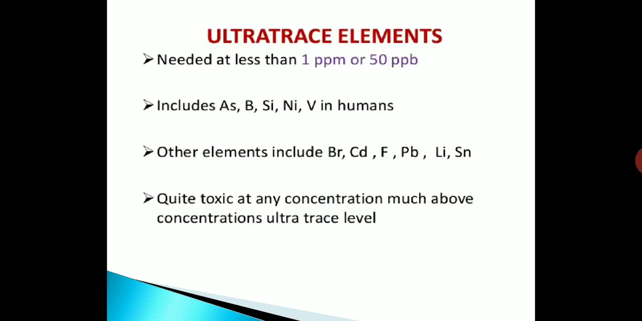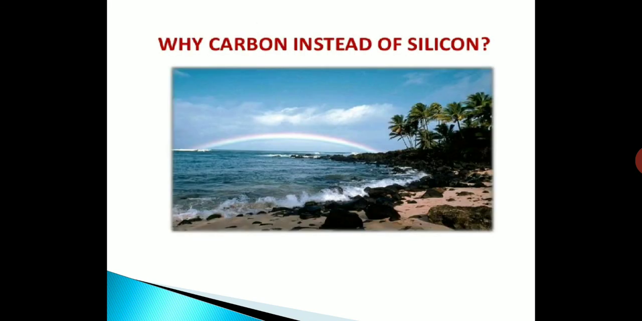Ultra trace elements. They are needed in less than 1 ppm or 50 ppb. They include arsenic, boron, silicon, nickel, vanadium in humans. Other elements include Br, Cd, F, Pb, Li, and Sn. Quite toxic at any concentration much above the ultra trace level.